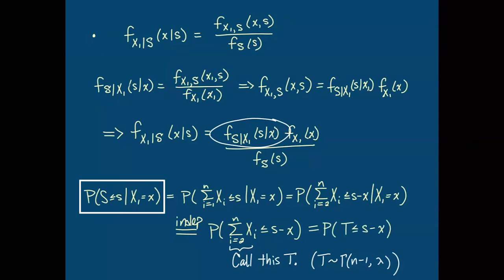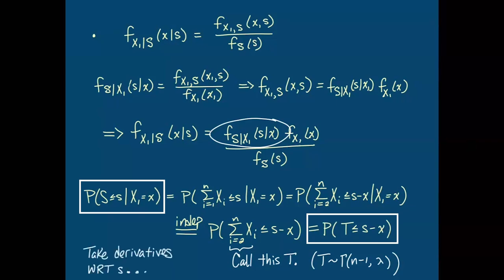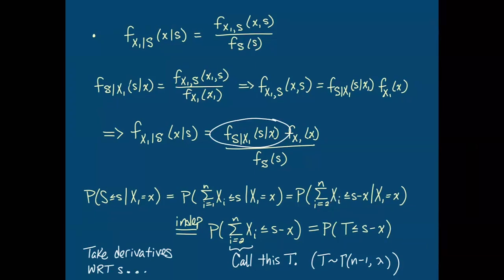We now have over here a conditional CDF for S given x1 equals x. It's equal to an unconditional CDF for t evaluated at s minus x. To get to the conditional PDF from the conditional CDF, we're going to take the derivatives on both sides here with respect to s. On the left side, we'll get the conditional PDF of S given x1. On the right side over here, a derivative with respect to s will give us the PDF for t evaluated at s minus x.